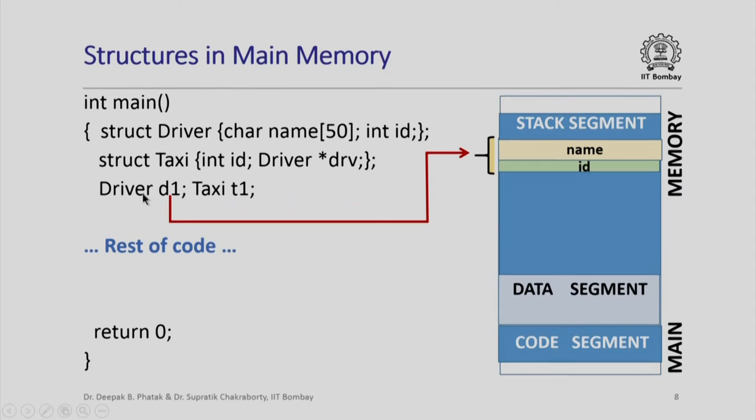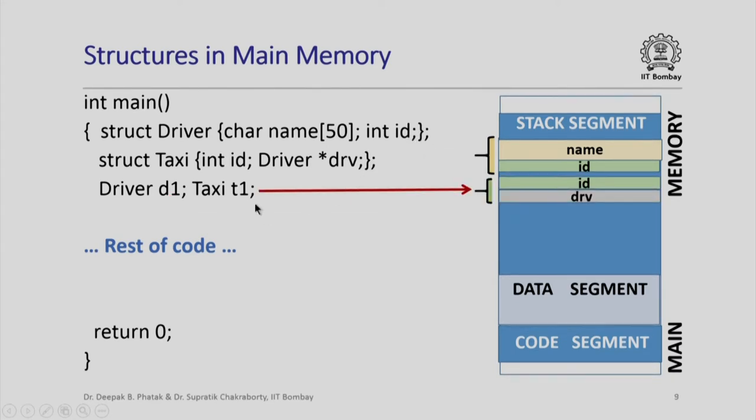D1 is a variable of structure type driver, and this is a local variable of main. So, space for it is going to be allocated in the stack segment, and in this space there will be space for the member name and there will be space for the member ID. The sizes of these two rectangles here are not drawn in proportion. We will consider that this space is adequate to store 50 bytes for the character array of size 50, and this space is adequate for storing 4 bytes for the integer member ID.